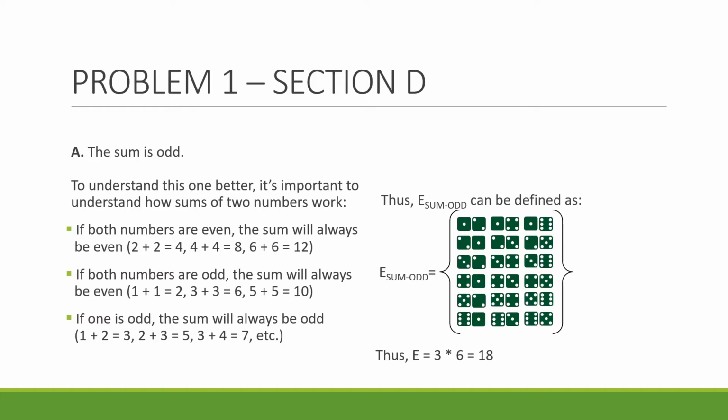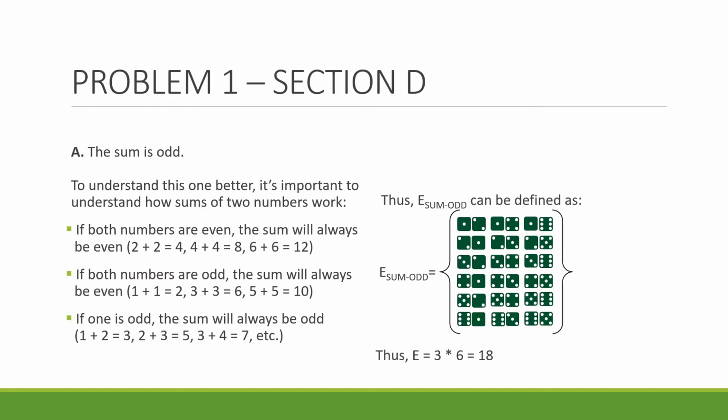If both numbers are odd, then we're always going to get an even: 1 plus 1, 2; 3 plus 3, 6, and so on. If one of the numbers is odd, as long as one of them is odd and the other is even, the solution is always going to be odd. 1 plus 2 equals 3, 2 plus 3 equals 5, 3 plus 4 equals 7, and you get the idea.